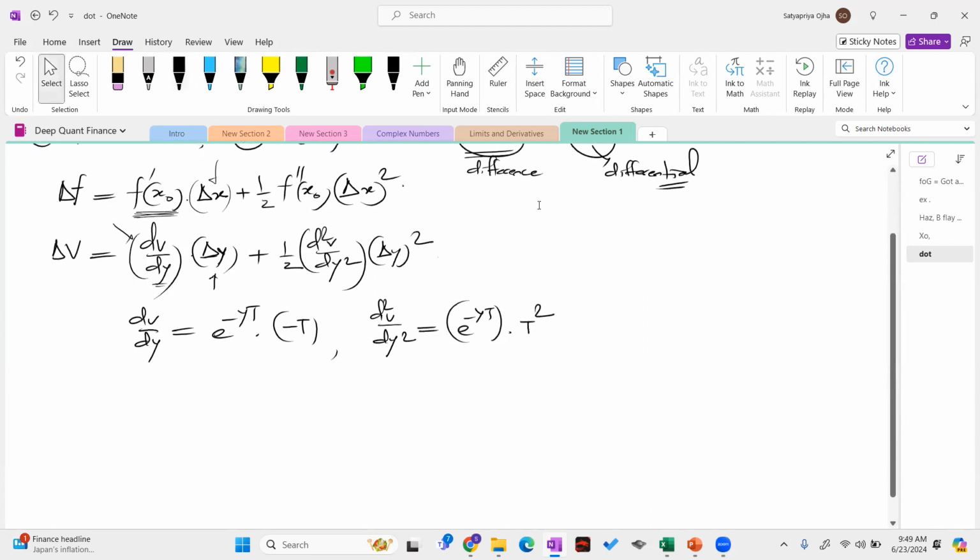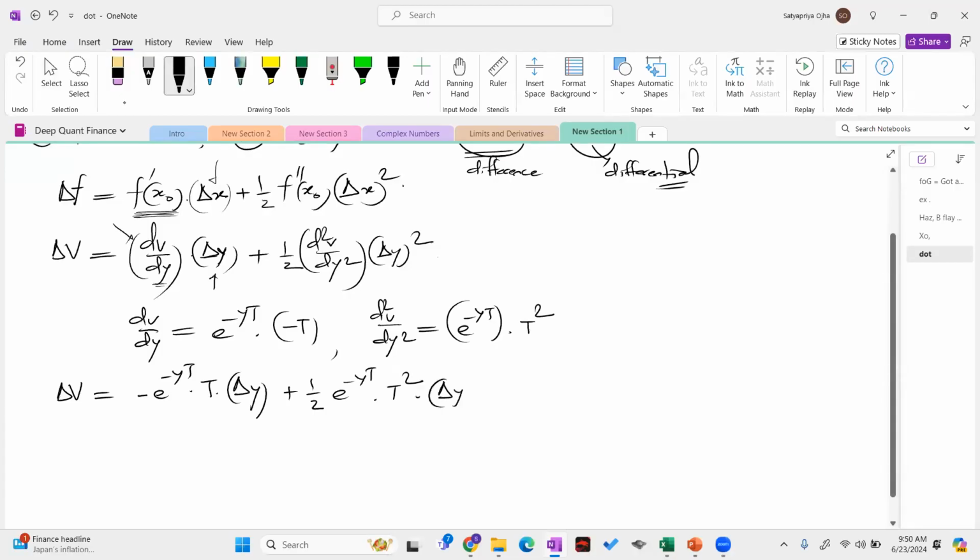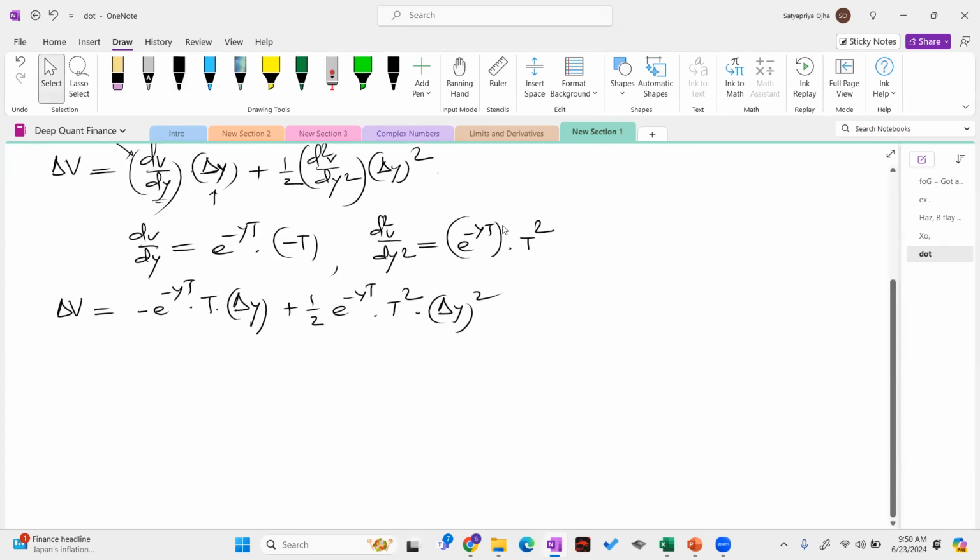Now I just replace. Change in value of the bond price because of change in yield is equal to minus e to the power minus yt times t times delta y plus half e to the power minus yt t square delta y square. Is it clear? Does this look good? Okay, cool. I can do something else.